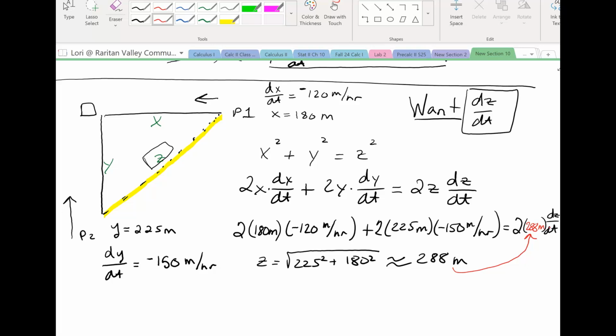All right, now you just got to do the math. Okay? You just need to do the math. And also, as you're doing the math, please be careful. So there's all different ways you can do this. You can go ahead and simplify this entire side if you wish, and then divide by 2 over 288. That's fine. I'm just going to go ahead and leave it as it is and solve for dz/dt.